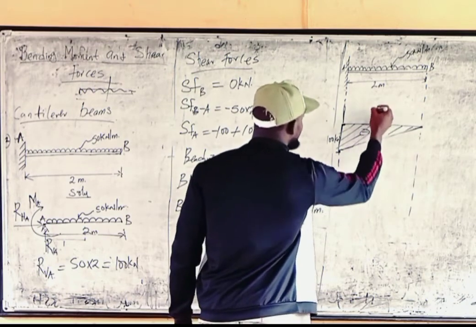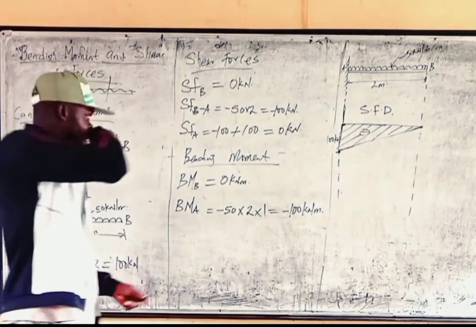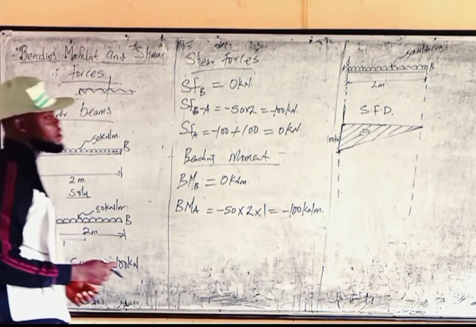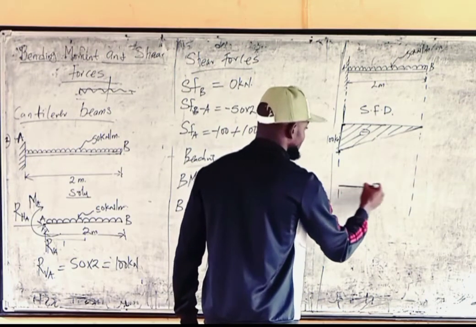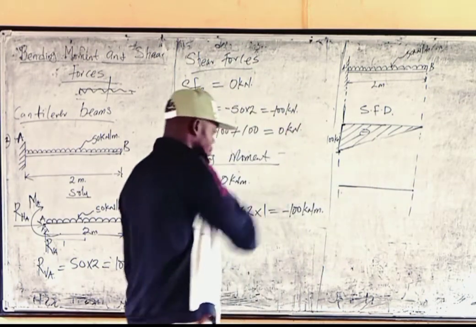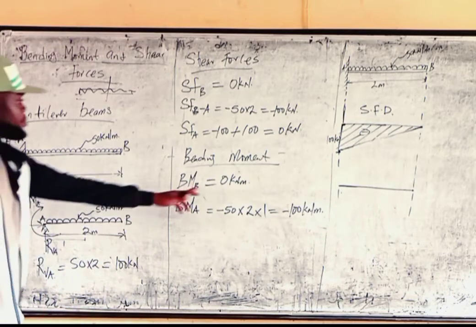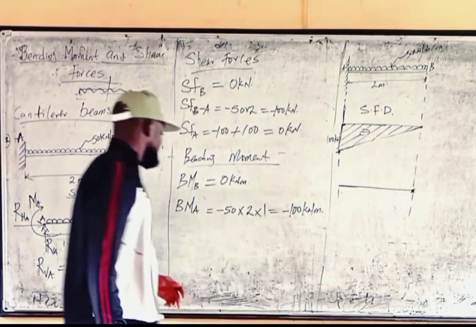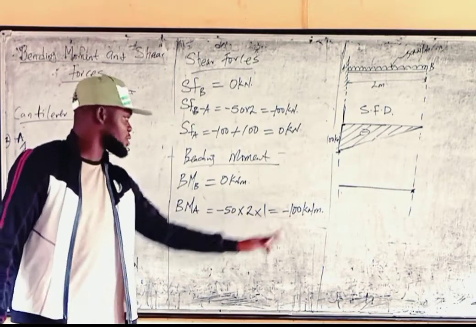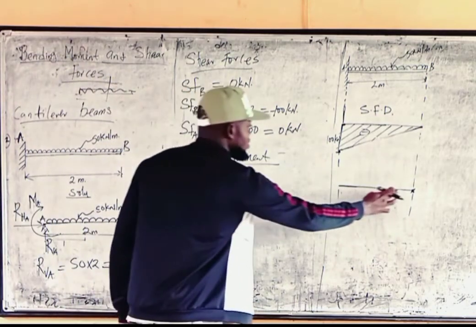Let's go and look at the bending moment diagram. This is the shear force diagram. So now let's look at the bending moment diagram. How do we draw the bending moment diagram? Same thing, we can also draw out our beam. What is the bending moment at point B? The bending moment at point B is 0. Then what is the bending moment at point A? Minus 100. The bending moment at point A is minus 100.